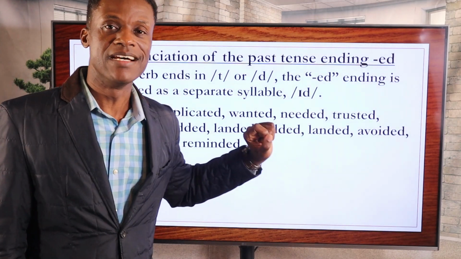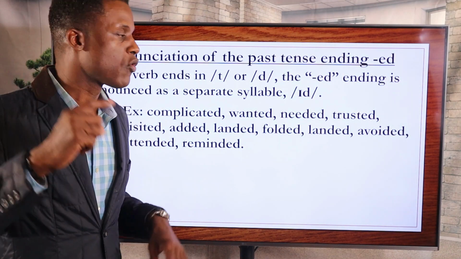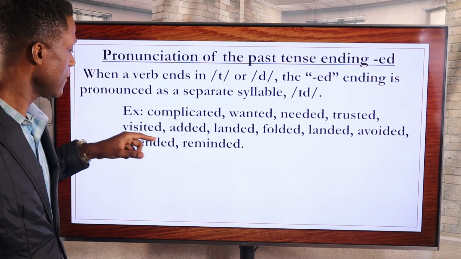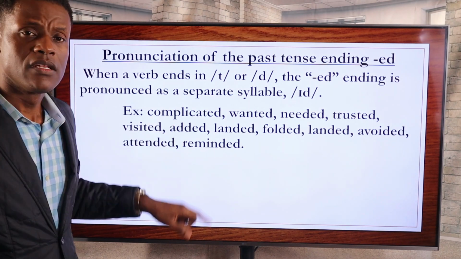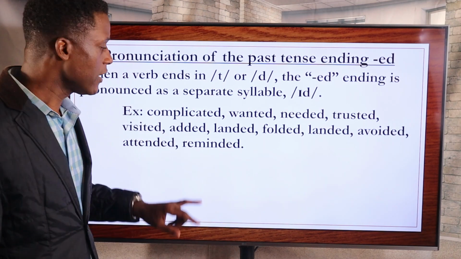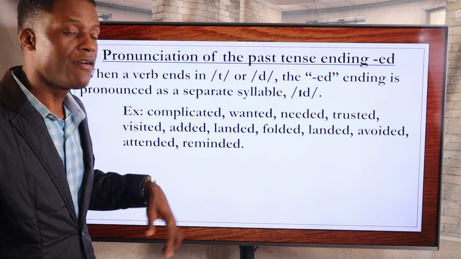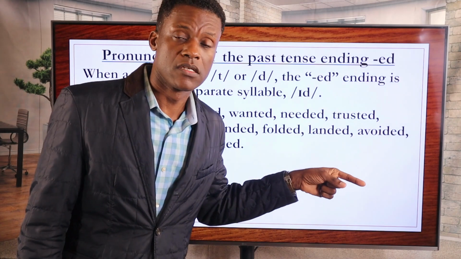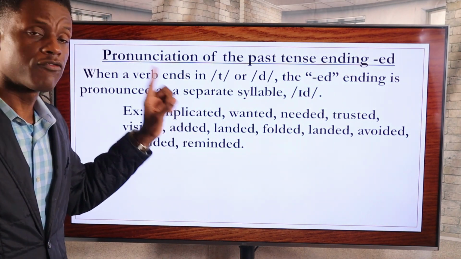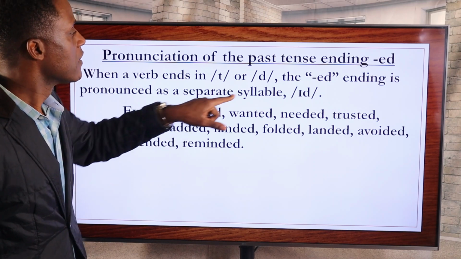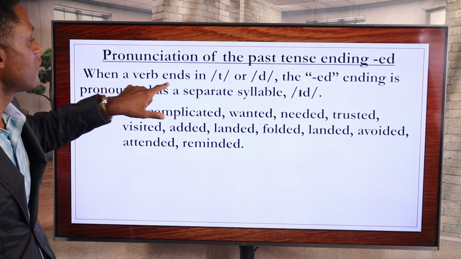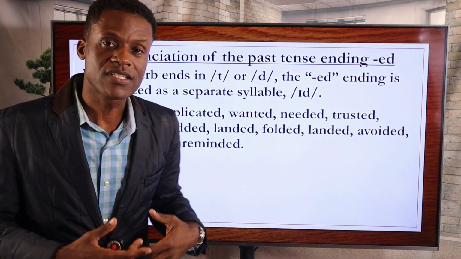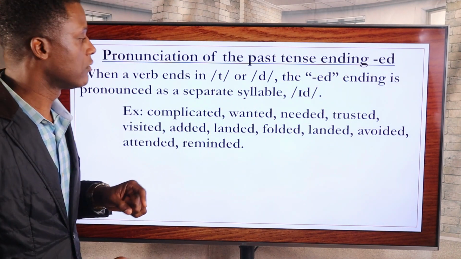Need, needed, okay, needed. So it's a separate syllable, right? For example, you get complicate. Now you have complicated, right? It was want first. Now you have wanted. So two syllables, from want to wanted. Why? Whenever the regular verbs end in T or D, the ed ending is pronounced as a separate syllable.